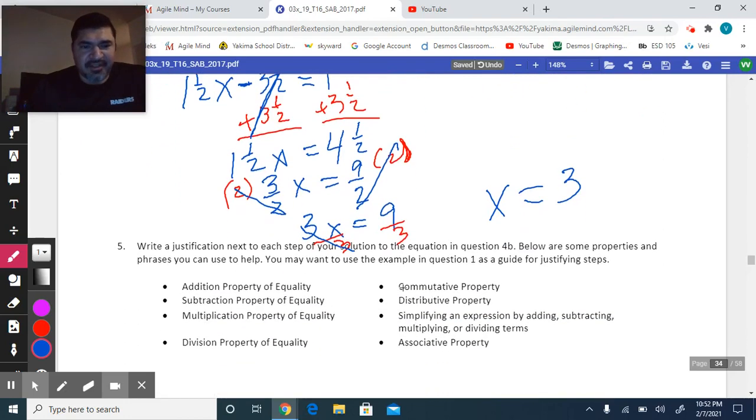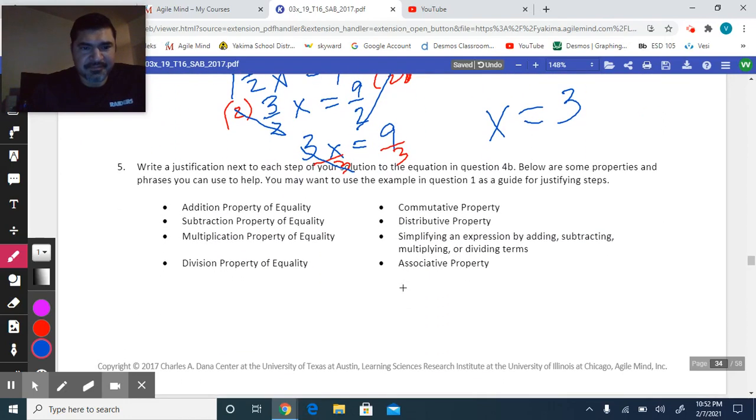Let's go ahead and take a look at number 5. It says write a justification next to each step of your solution to the equation in 4b. Below are some properties and phrases you can use to help. You may want to use the example in question 1 as a guide for the steps.